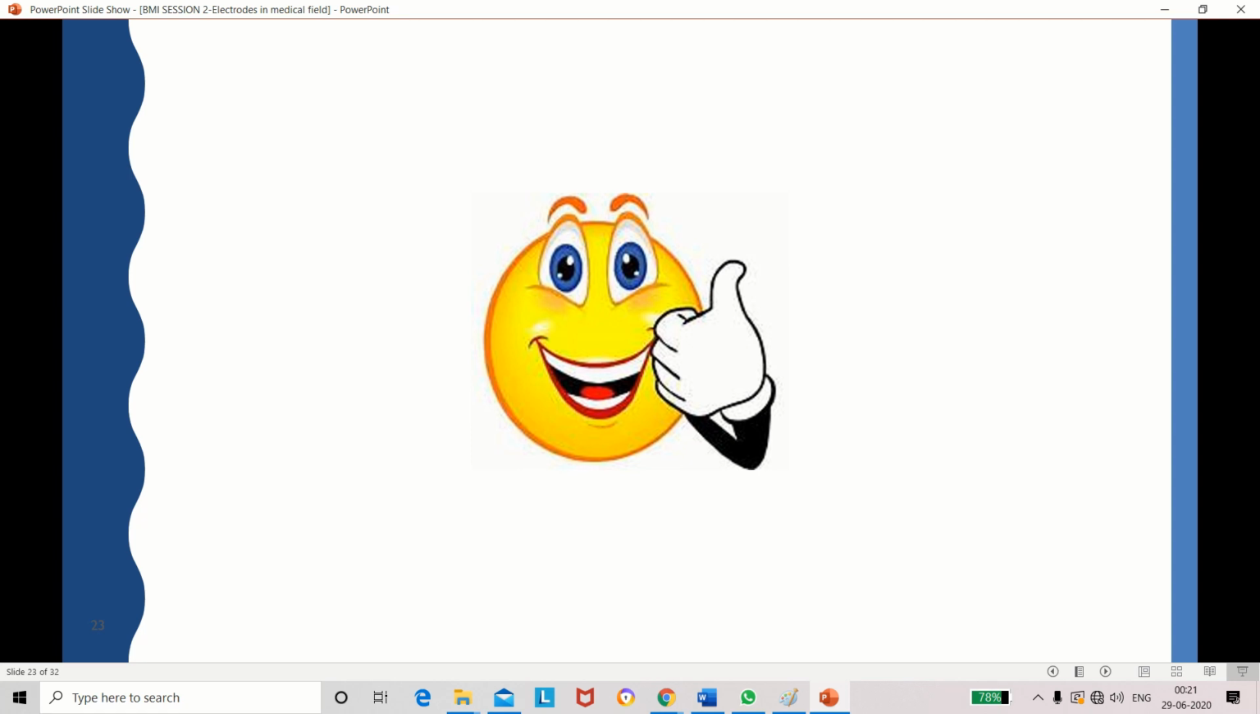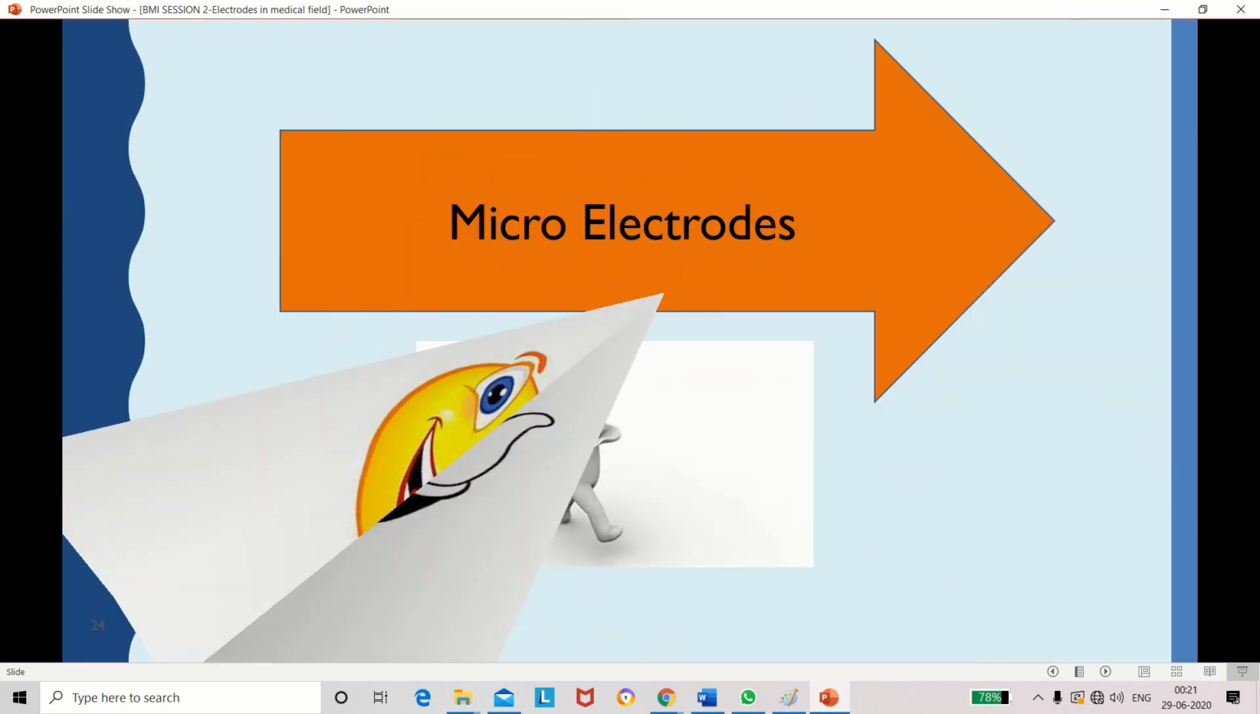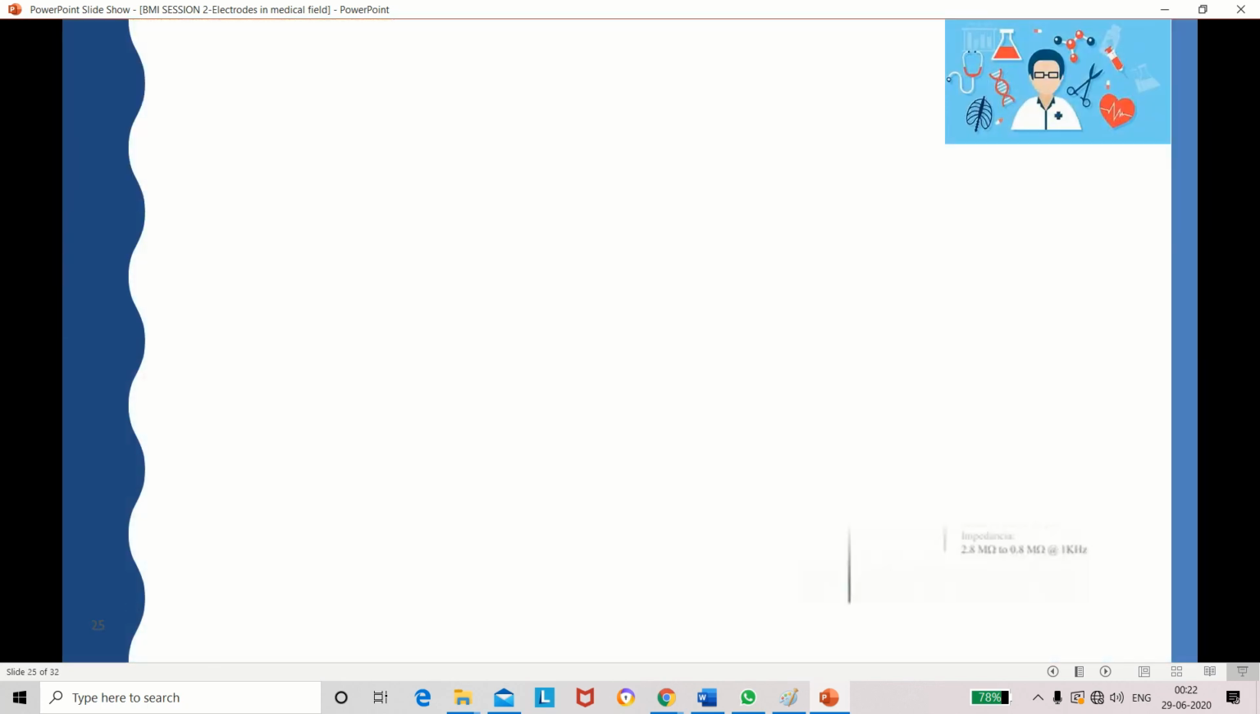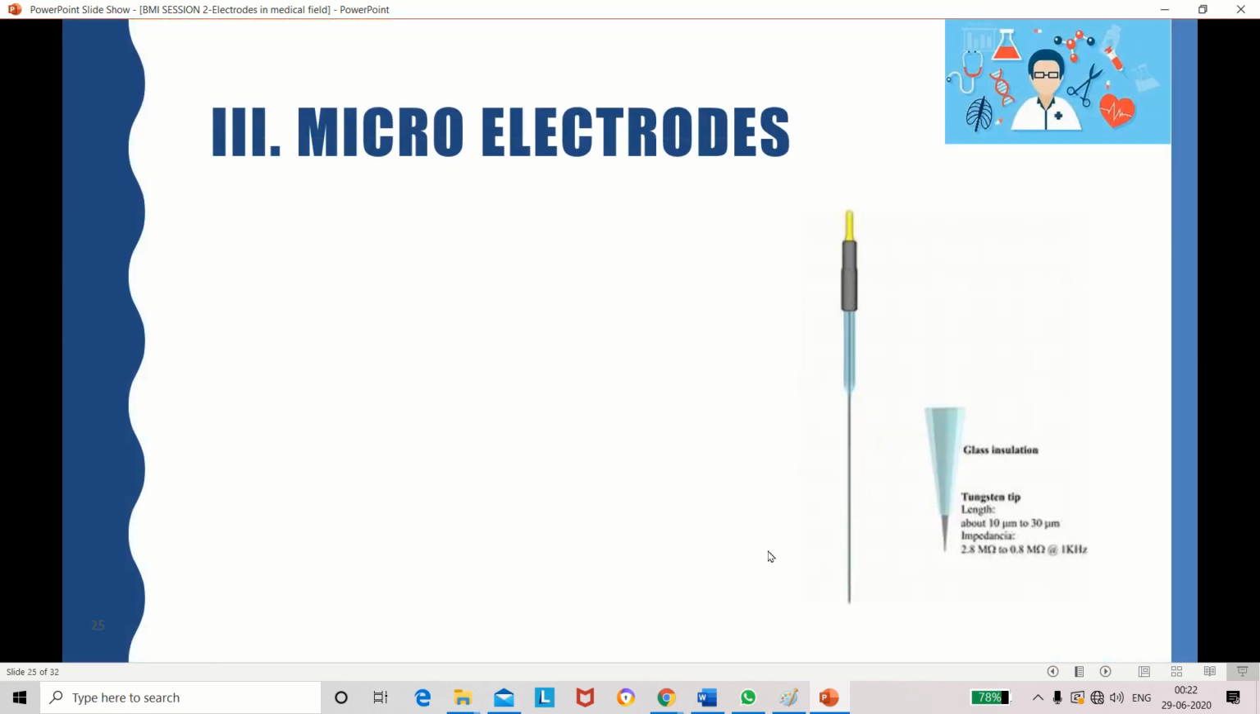So, up to that we have discussed the types of needle electrodes. We have discussed 4 types of needle electrodes and how we are measuring the potential from the brain and muscle. I hope that you have understood up to this. Now, let us move to the third type of electrode, microelectrodes. This is the last type of electrode, microelectrodes. See this figure, this is the microelectrode.